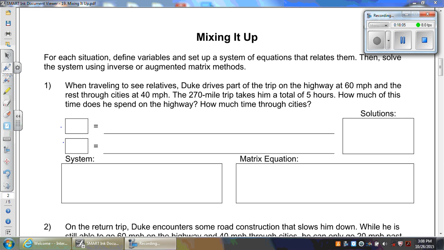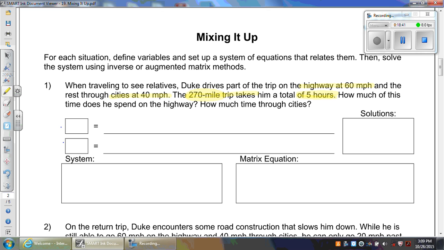So let's start with problem number 1. We only have 2 variables. Who would like to read problem number 1? Okay, Lauren, thank you. Two students travel part of the trip on the highway and the rest through the city at 40 miles per hour. The 270-mile trip takes a total of 5 hours. How much of this time is spent on the highway? Okay, so not 50, but 5 hours. And we have a 270-mile trip.